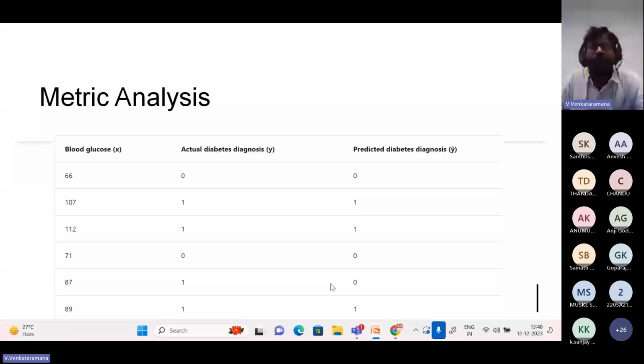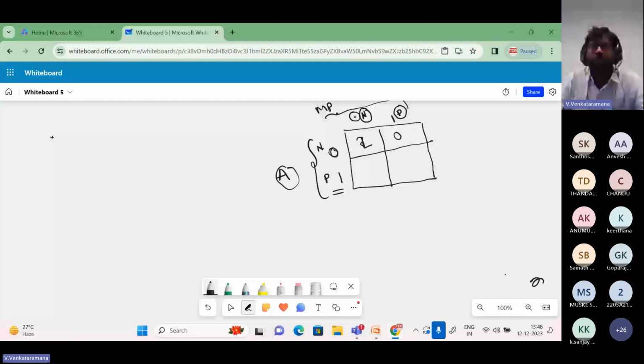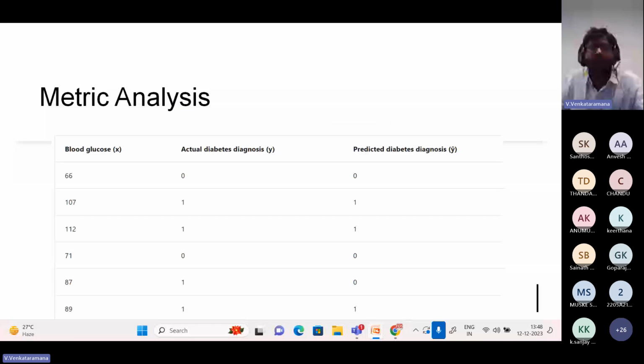Okay, now come to here. Actually diabetic positive 1, but your model is predicting diabetic negative 0. Actually diabetic positive, but your model is saying diabetic negative. How many samples are there? Here we have the 1, 0, and here we have the 1, 1. So how many such 1, 0 samples are there?